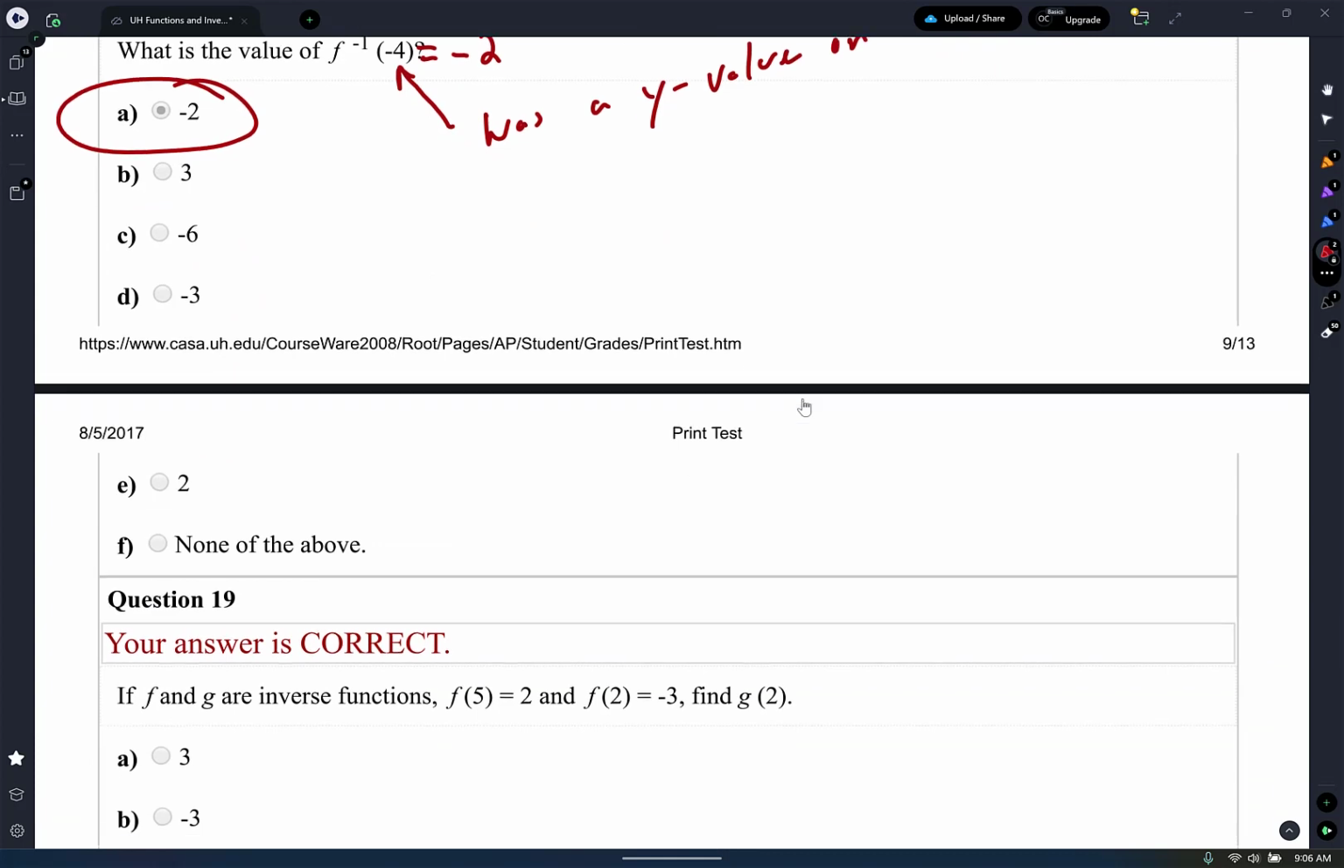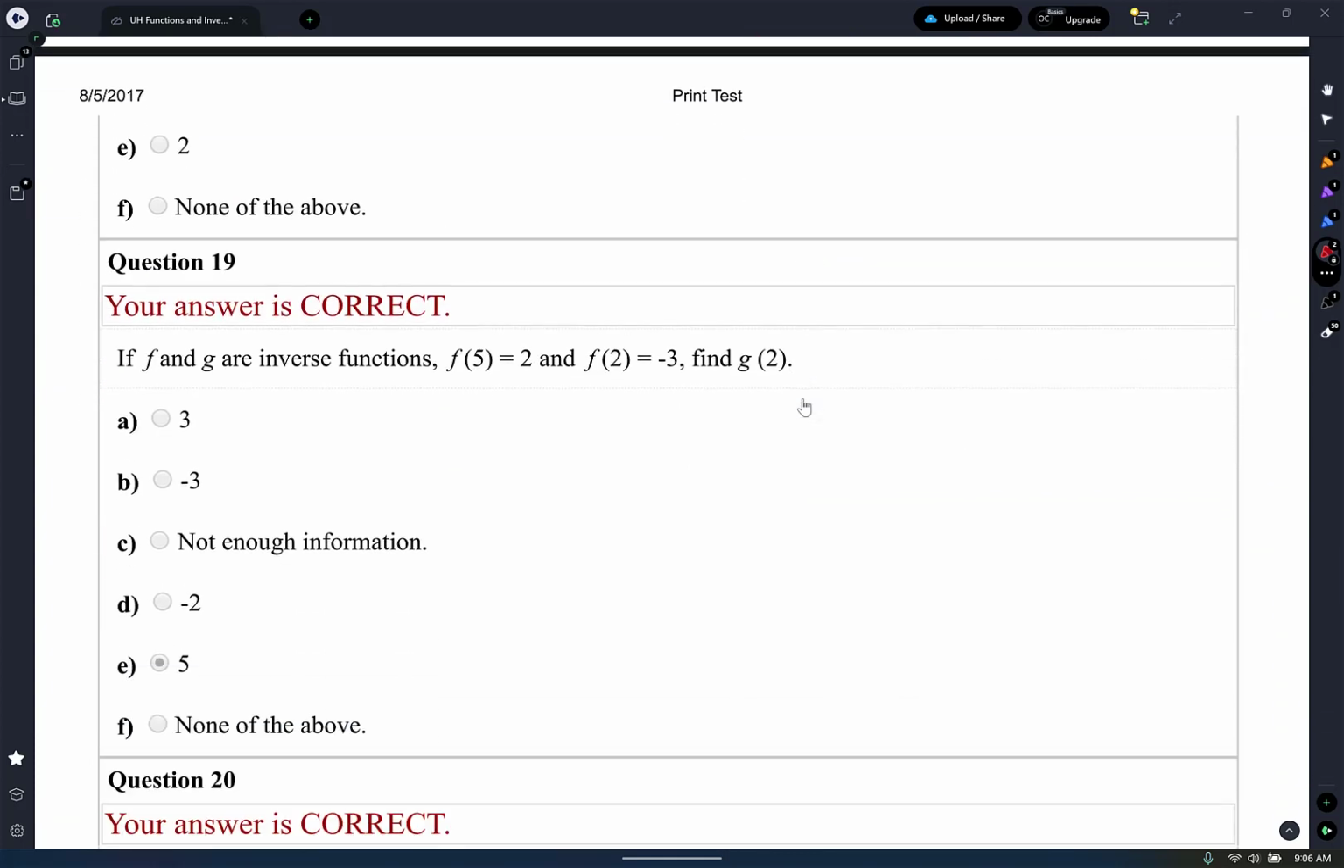Okay. Go to the next one. f and g are inverses. f of 5 equals 2 and f of 2 equals 3. What is g of 2? Okay, that 2 is a y value on f. So I go to f and I look for the y value. There it is. So if the y value is 2, what is this going to output? 5.